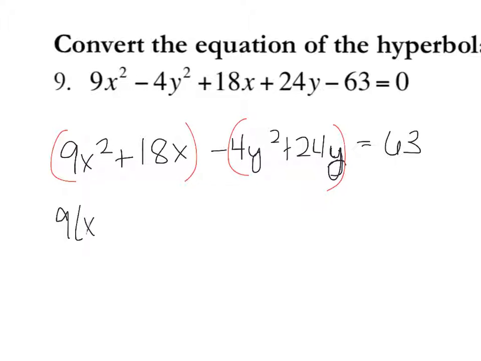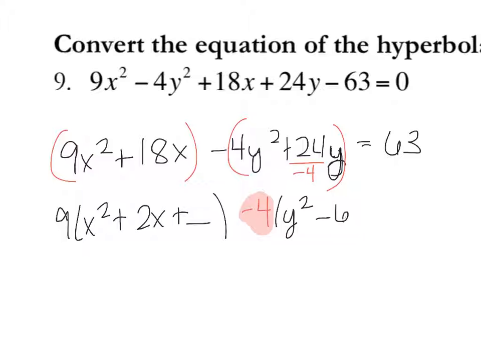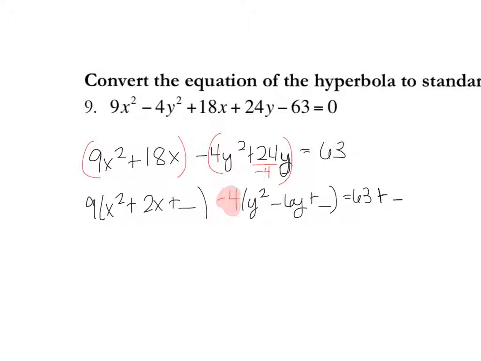The first group, I'm taking the 9. That whole number is going to come out. So we get 9 times x squared plus 2x plus blank, minus 4 times y squared. This is where you've got to be careful here. This is negative 4 that I'm taking out. So when I take out negative 4, I also have to divide this by negative 4, which means this changes to minus 6y plus blank equal to 63 plus blank plus blank.